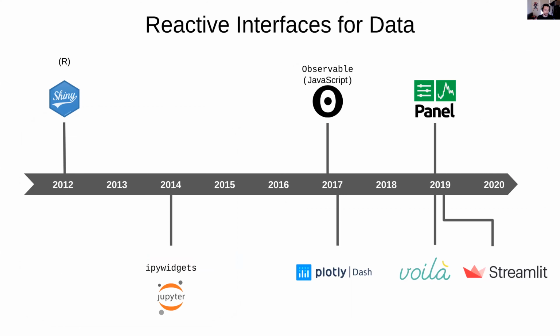And just briefly, this is the timeline of some of these libraries. My main point here is that, even though we had Shiny and R, which is one of the forerunners of these libraries, we can see a lot more of these libraries have been appearing more recently. So this is a relatively recent trend.